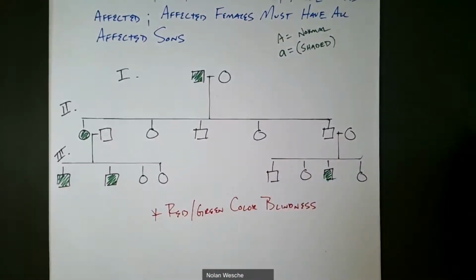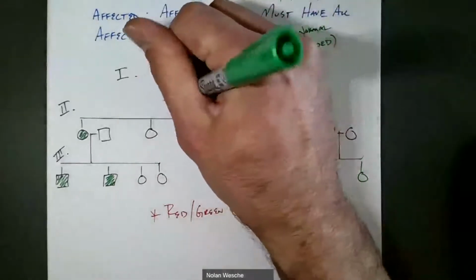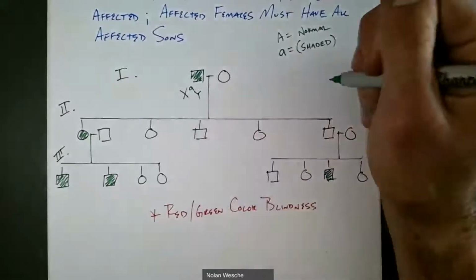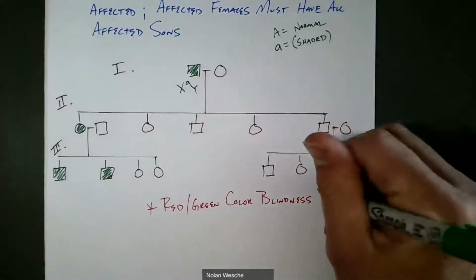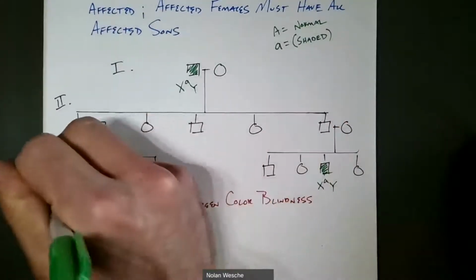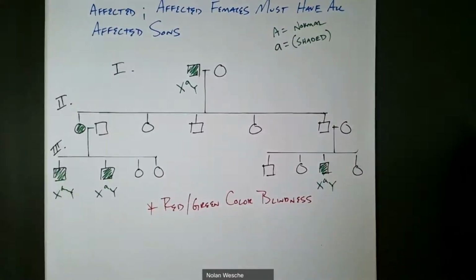And what we would start seeing is we would start with the males. So we'd have an X with a little a, and then we'd have to show that Y chromosome because they only have 1 X chromosome. This male here is the same. This male here is the same. Again, if they had a big A, they wouldn't be shaded. So all the males that are shaded have the same genotypes.